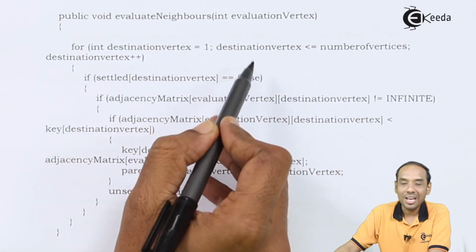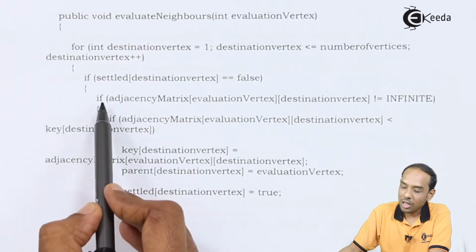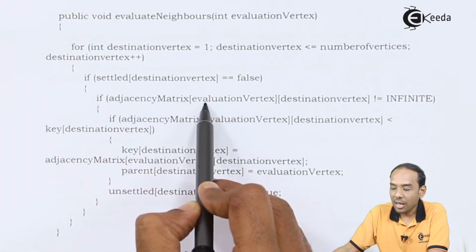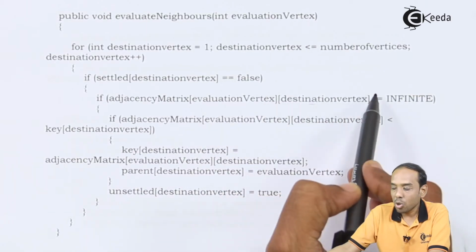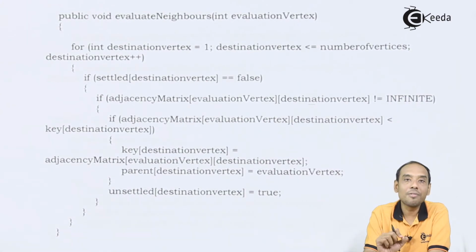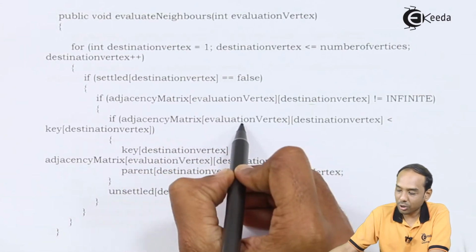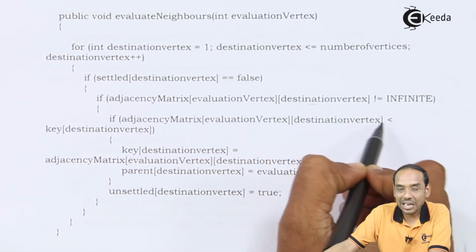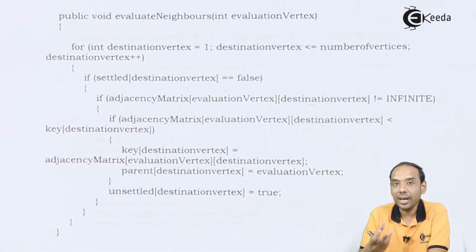If this comes out to be true, then only we go for the evaluation of the adjacency matrix. We write if adjacencyMatrix with the row defined by the evaluationVertex and the column defined by the destinationVertex is not equal to infinite. The infinite value is 999. So it means it is not infinite. It means it is still reachable. Then only we can calculate that particular part. If adjacencyMatrix[evaluationVertex][destinationVertex] is still less than key[destinationVertex], then only we can calculate. If it is greater, we have already done with the previous set of functions.